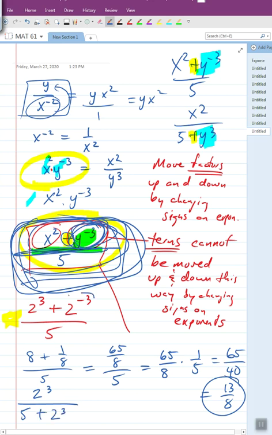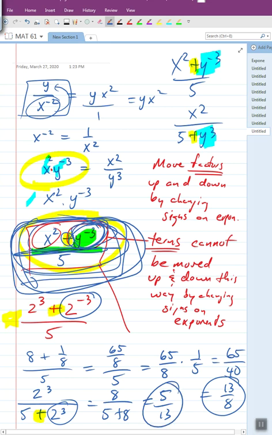That would be where somebody's trying to take this guy, move it to the bottom of the fraction bar, and change the negative 3 exponent to a positive 3 exponent. And notice it looks like they just carried the plus from the top of the fraction to the bottom. That definitely doesn't work, because the top would be 8 and the bottom would be 5 plus 8, and that would be 5/13. And that is totally different.